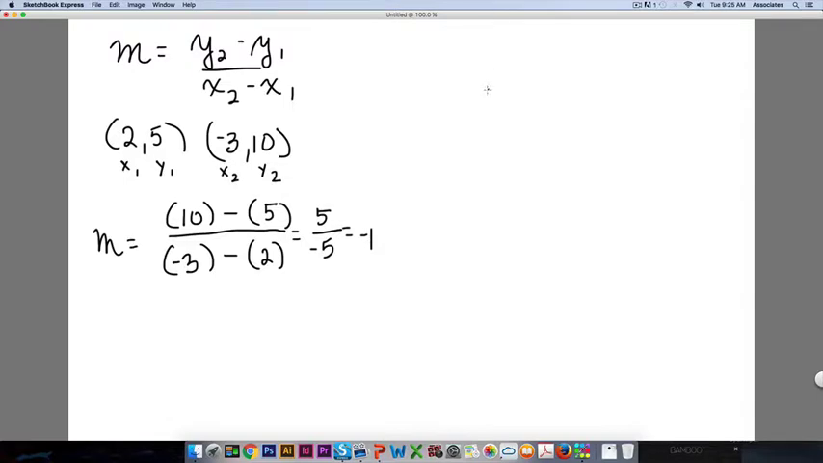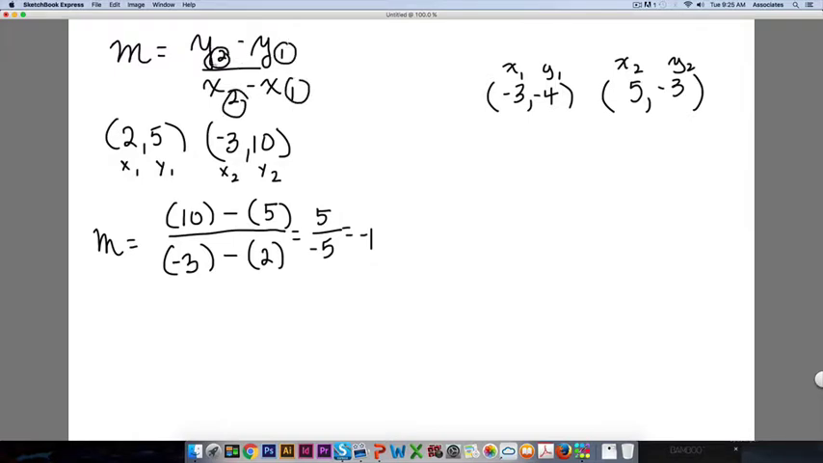Let's try the second one. The second one, the points were negative 3, negative 4. And the second point was 5 and negative 3. Again, this is x sub 1. This is y sub 1. These are x sub 2, y sub 2. Remember, these subscripts don't have anything to do with an operation. They're just saying x, y from the second point, y from the first point, x from the second point, x from the first point.